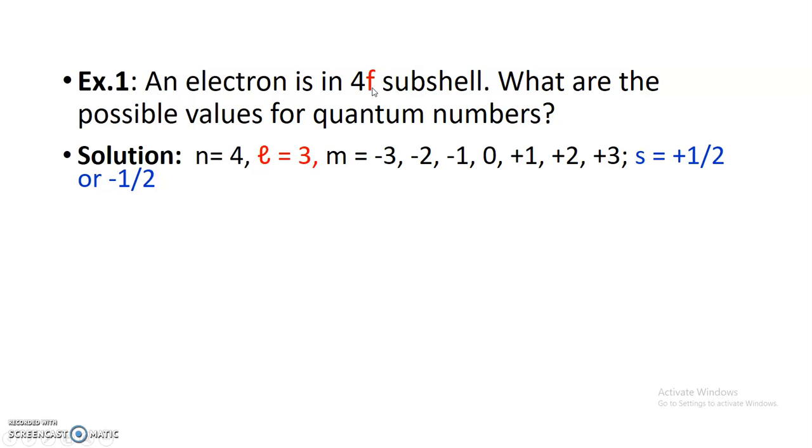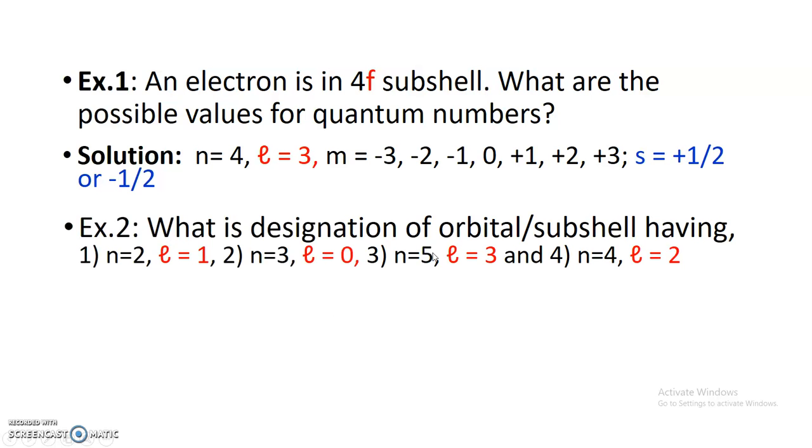Now there are 7 f orbitals, and each f orbital is designated by the magnetic quantum number, and the 7 possible m values are -3, -2, -1, 0, +1, +2, +3. And in a particular orbital, 2 electrons are possible, one with clockwise spin and the other with anti-clockwise spin. For the clockwise spinning electron, s is equal to +½ whereas for the electron spinning in the anti-clockwise direction, s has a value of -½. So these are all the possible values of quantum numbers.